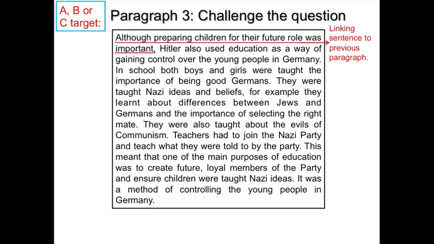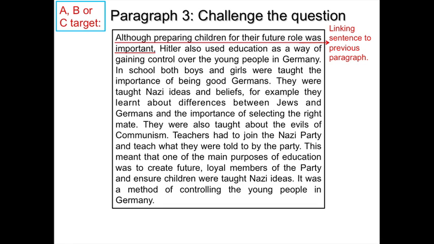In school, both boys and girls were taught the importance of being good Germans. They were taught Nazi ideas and beliefs. For example, they learnt about the differences between Jews and Germans and the importance of selecting the right mate. They were also taught about the evils of communism. Teachers had to join the Nazi party and teach what they were told to by the party. This meant that one of the main purposes of education was to create future loyal members of the party and ensure children were taught Nazi ideas. It was a method of controlling the young people in Germany.